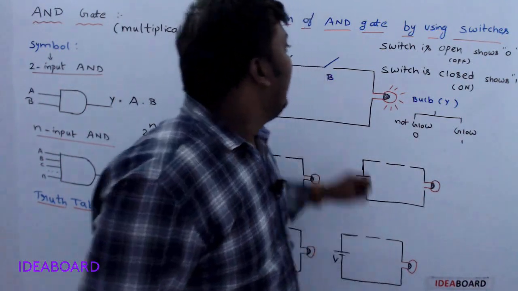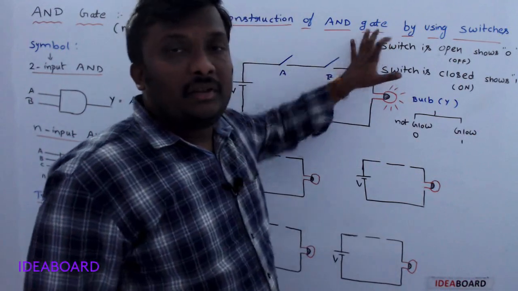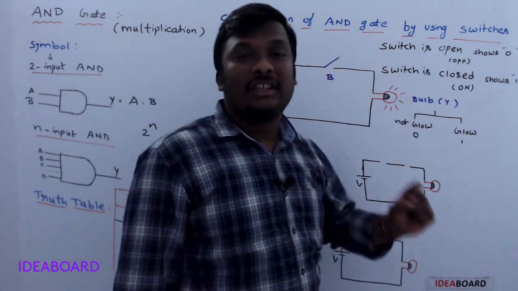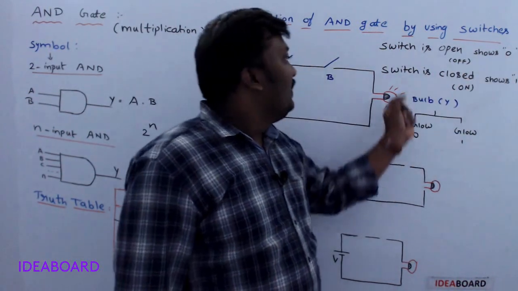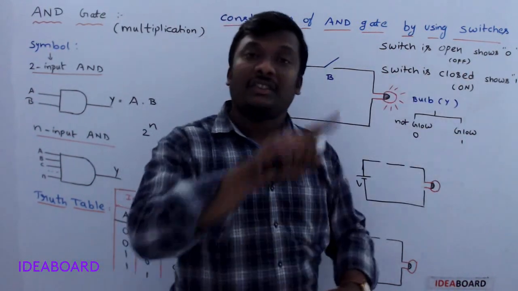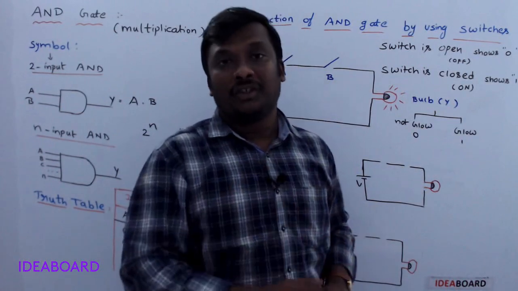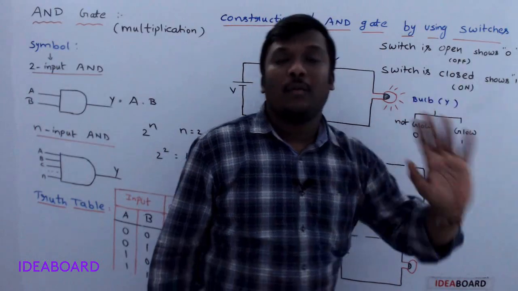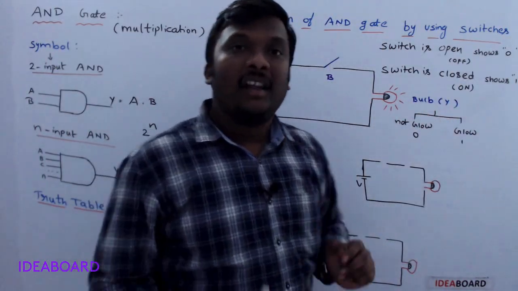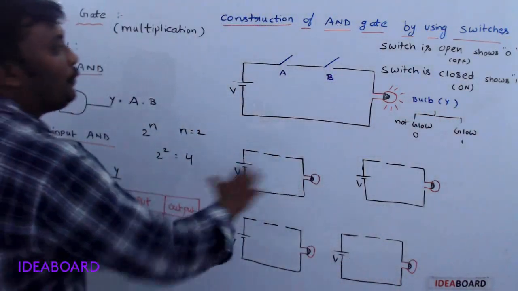Now, if the switch is open, the switch is off. In off mode, it shows 0. If the switch is closed, the switch is in on position. When the switch is in on position, it shows 1. Understand? Now, let us see all 4 possibilities.